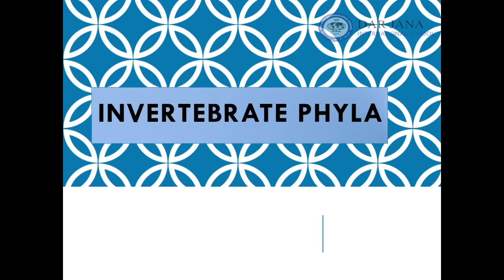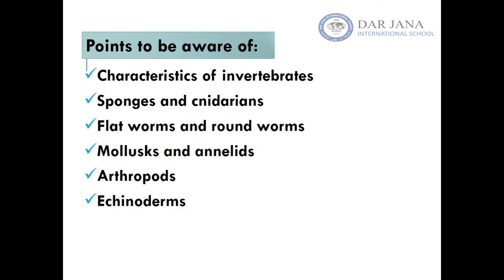Okay, good morning. Today we're going to start our new lesson, lesson 2, page 382, invertebrate phyla. In this lesson there are some points that we need to be aware of: the characteristics of invertebrates, and the different phyla we have. We have sponges, cnidarians, flatworms, roundworms, mollusks, annelids, arthropods, and echinoderms. First we're going to start talking about the different characteristics of invertebrates.